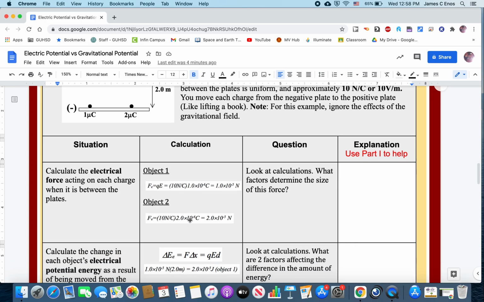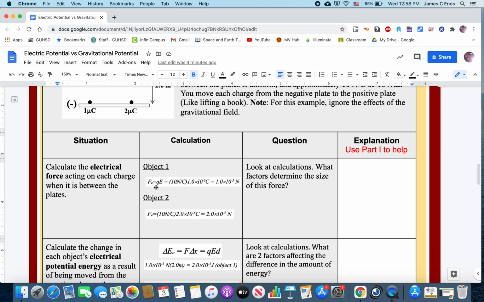With this, we are asked about calculating the force. Just like with the gravitational force, which was mass times gravitational field, we have Q times E. The factors that are going to determine the size are going to be found in this equation. So I want you to use part one to help you answer these questions down here, noting the difference that now we're working with an electrical field as opposed to a gravitational field.